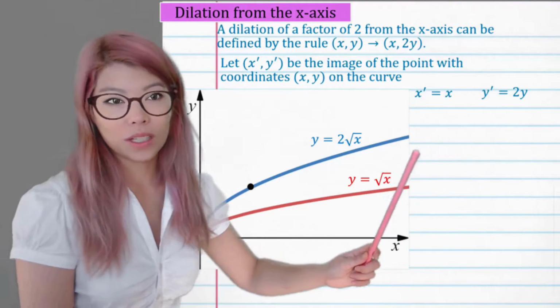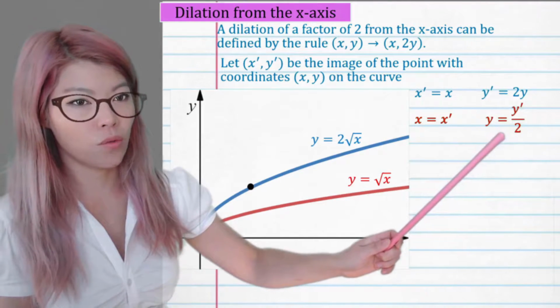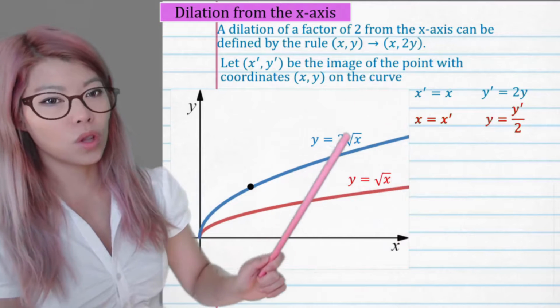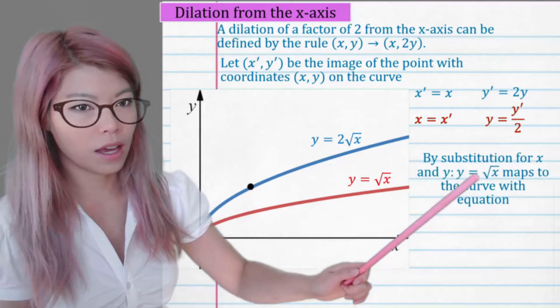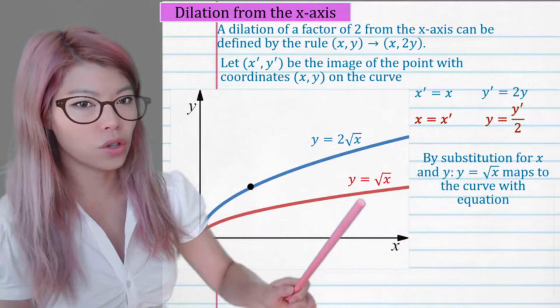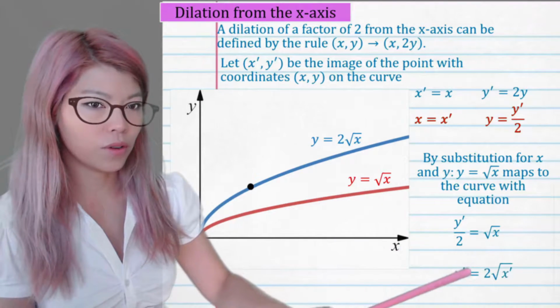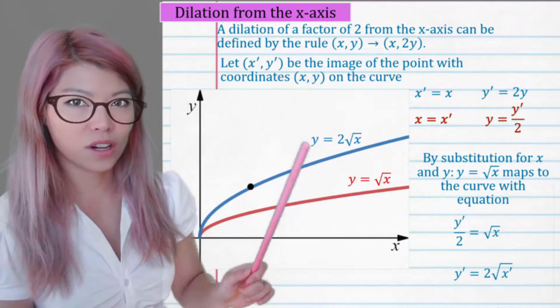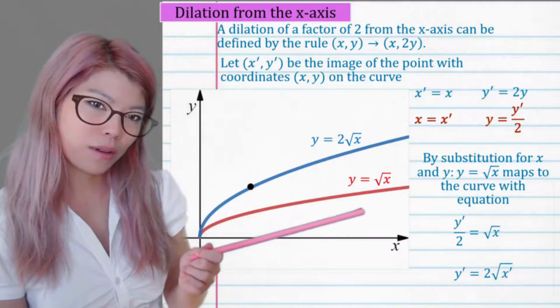So we're going to do what we did before and rearrange this so we get our original x, our original y, and then plug that into the equation. So our new y is now y dash over 2 and equals square root of x, and then moving the 2 over, we can see how we obtain that equation over there. So it makes sense. Dilation of 2 means it's steeper.